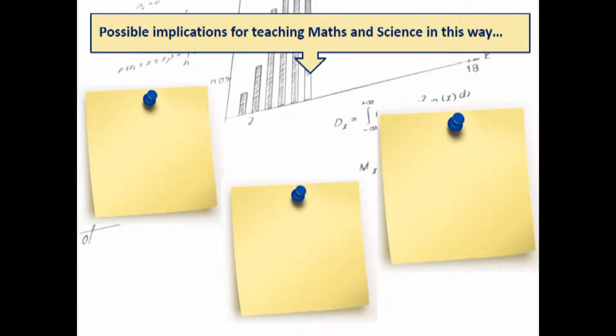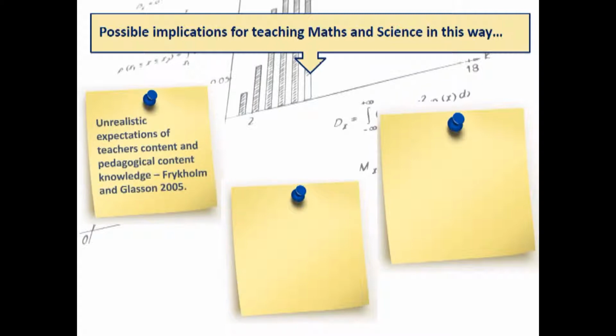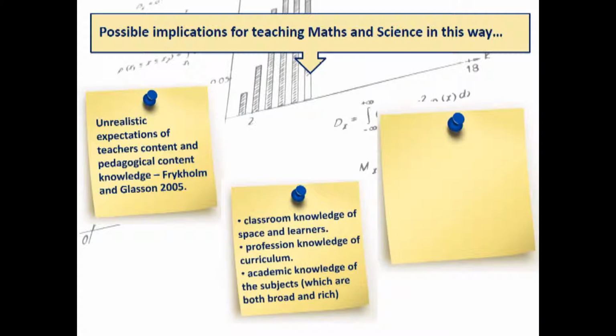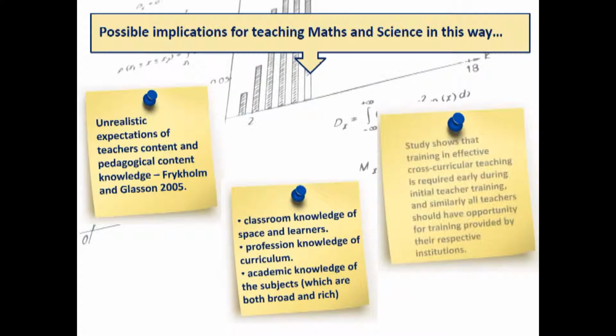However, pedagogical responsibility of schools and teachers can cause implications for cross-curricular teaching. In 2005, Fricon and Glasson performed a study with trainee teachers which identified that the skills required for successful cross-curricular teaching should be taught and aren't always during training. They argue that teachers need both content and pedagogical knowledge to teach maths and science, including classroom knowledge of their space and learners, professional knowledge of the curriculum, academic knowledge about the nature of the subjects, of which both are broad and complex, and these can pose unrealistic expectations, especially for new teachers.